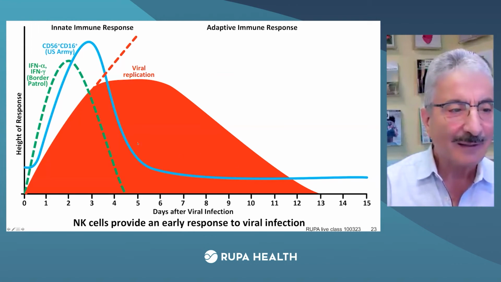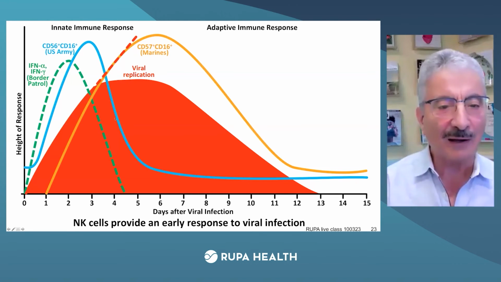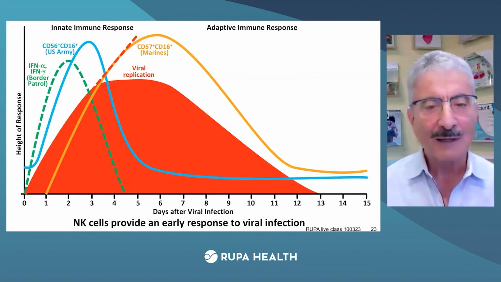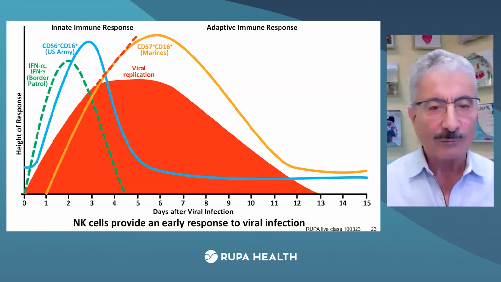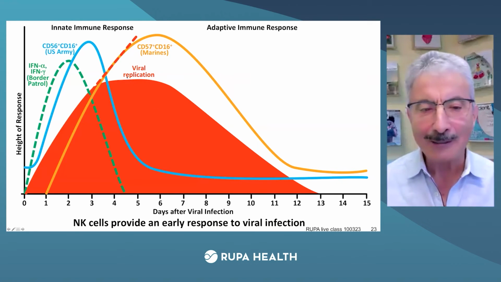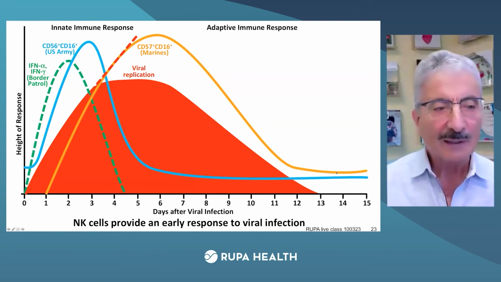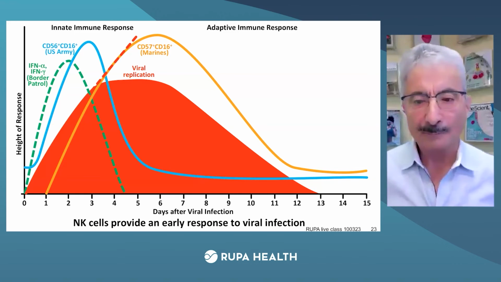If in case the US Army soldiers could not finish the job, the next level is CD57, CD16 positive, the hot super killers, the Marines, who continue or come into the action and prevent the viral replication. And after 11 to 12 days, the replication of the virus is completely gone. And now the Marines and the Army soldiers can go back to their camp.